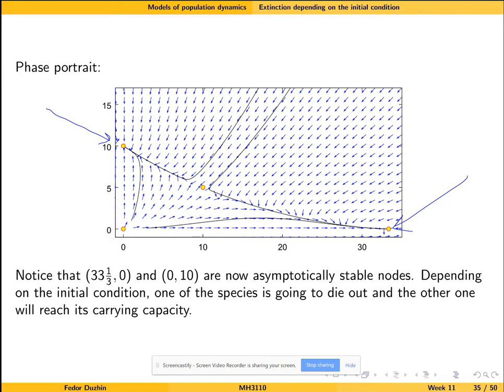But then, of course, it's logical that the whole plane is going to be separated in between two regions. So in this region, everything is going to converge to this critical point, and in the other region, everything is going to converge to the other critical point. So which actually means that depending on the initial condition, depending on the initial population, one of the species is going to die out. But who dies out and who survives depends on their initial population.